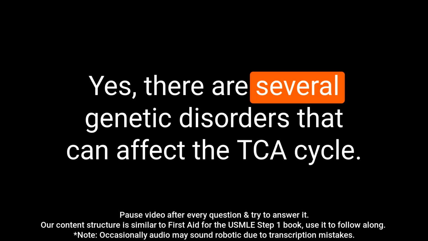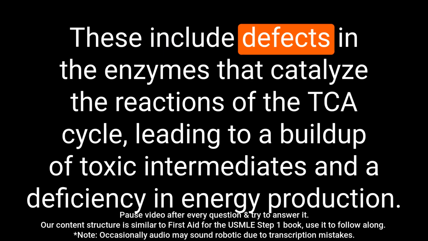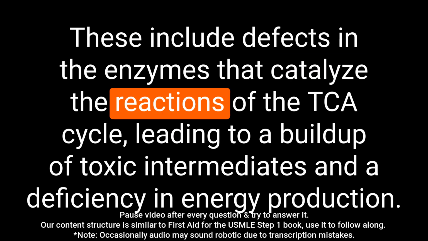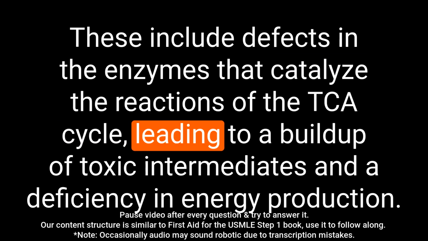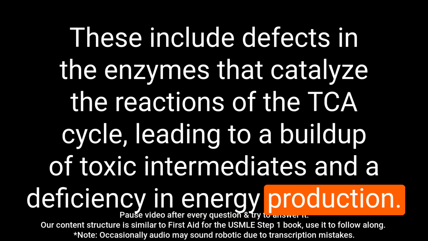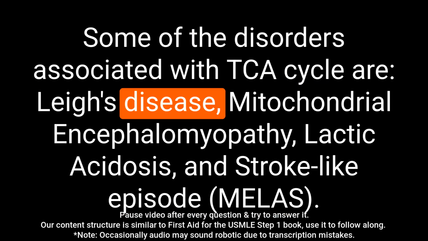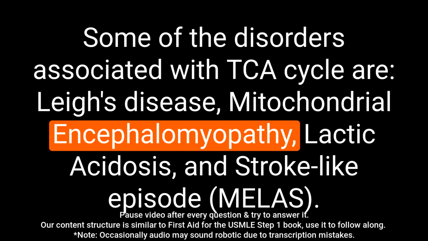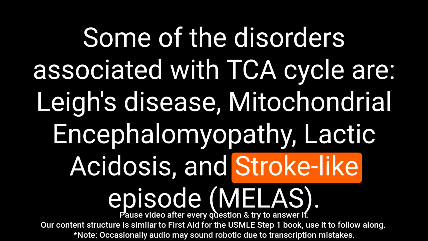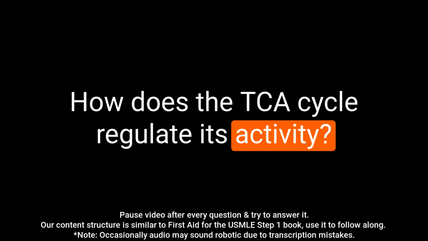Answer: yes, there are several genetic disorders that can affect the TCA cycle. These include defects in the enzymes that catalyze the reactions of the TCA cycle, leading to a buildup of toxic intermediates and a deficiency in energy production. Some of the disorders associated with the TCA cycle are Leigh's disease, mitochondrial encephalomyopathy, lactic acidosis, and stroke-like episodes. Question: how does the TCA cycle regulate its activity?